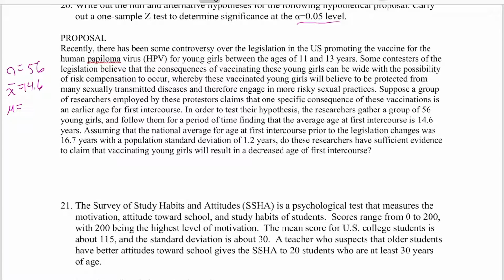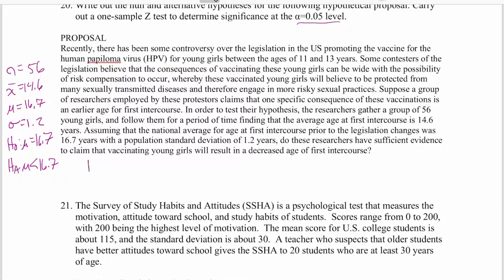Our mu is going to be the population, or the average age here, of first intercourse. And our standard deviation is going to equal 1.2. So what we're trying to do here is to see if the HPV vaccine increases females engaging in early onset, engaging in sex earlier on than they would if they didn't get the HPV vaccination. So we're going to have our null be set up as mu is equal to 16.7, and our alternative is mu is going to be less than 16.7, because that's what they're trying to test here.